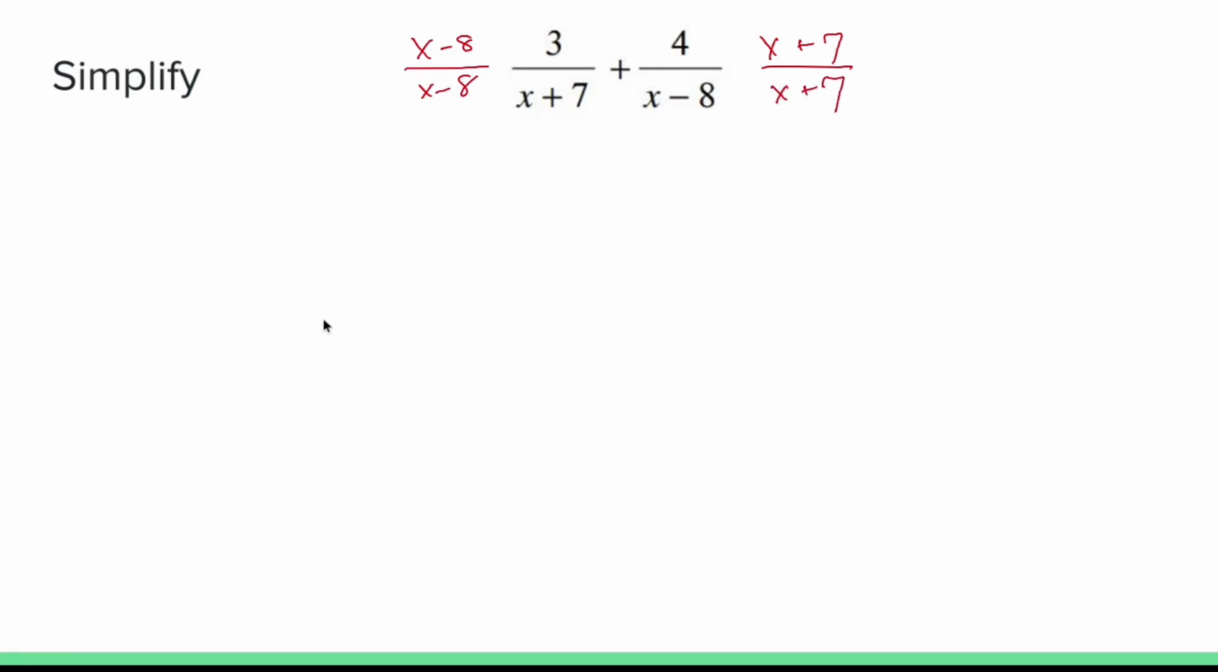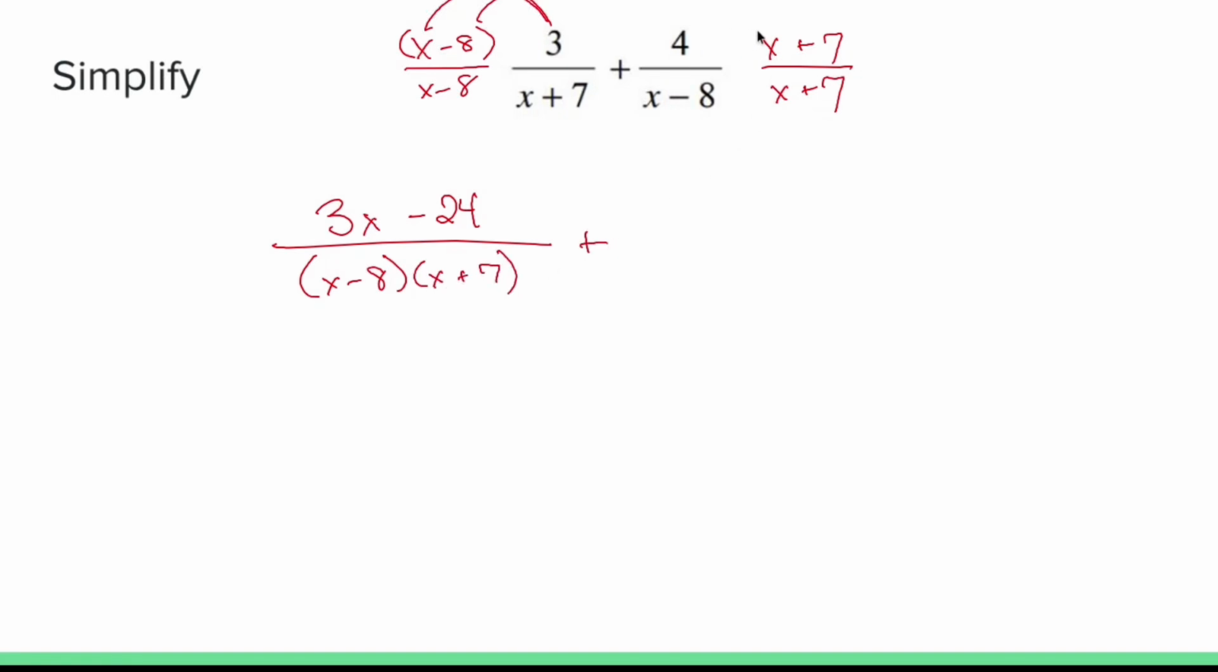By doing that, I have a distributive property up here. So 3 times x is 3x. 3 times negative 8 is negative 24. On the bottom, I have x minus 8 in parentheses, x plus 7 in parentheses. Now I'm adding. We're going to do the same thing over here. 4 times x is 4x. 4 times 7 is 28. And on the bottom, I have x minus 8, x plus 7 in parentheses.